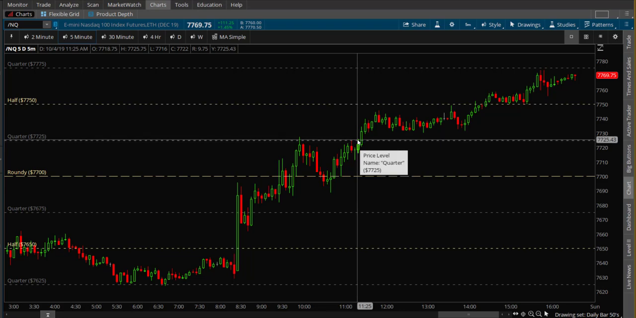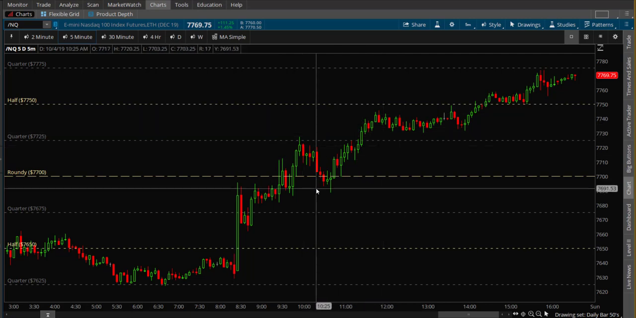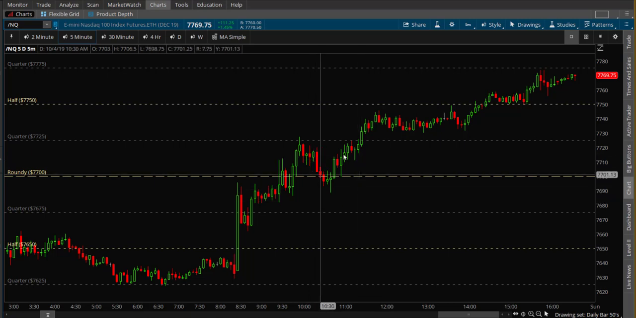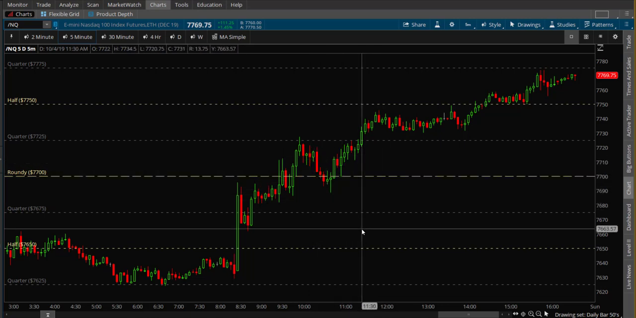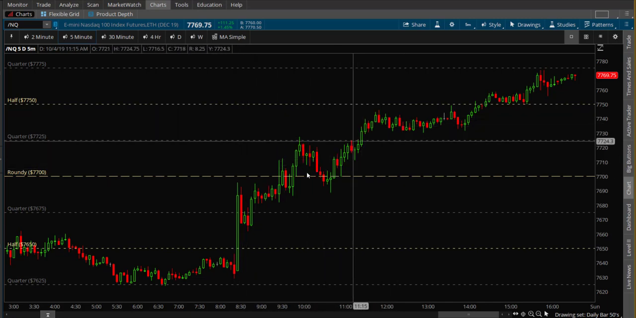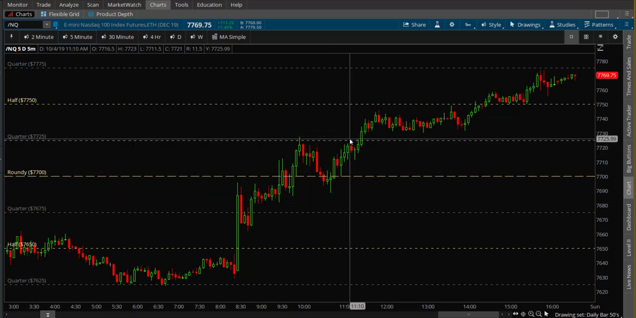Is that fair? Yes, because I have a greater than 50% probability of being right. Okay? If I only had a 50-50 chance of being right, then that wouldn't be good enough. We'd have to risk less, or risk more with a greater target, for that to be appropriate. But 1-to-1, I'll take that in the Nasdaq any day of the week.